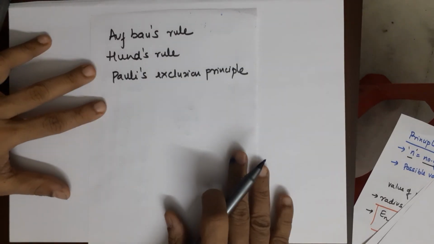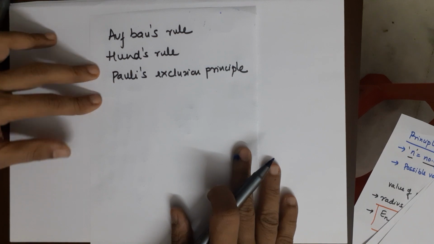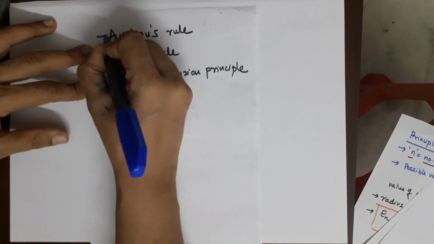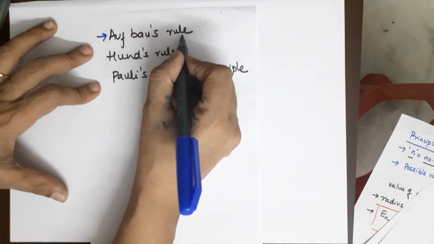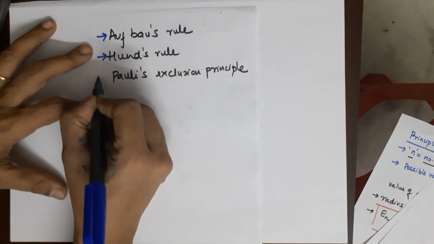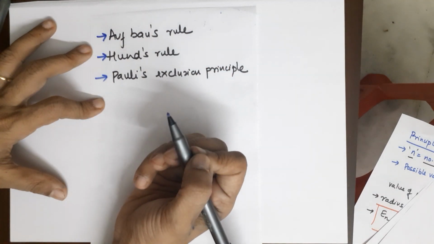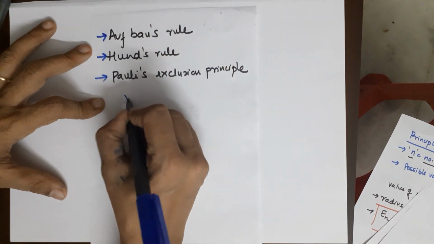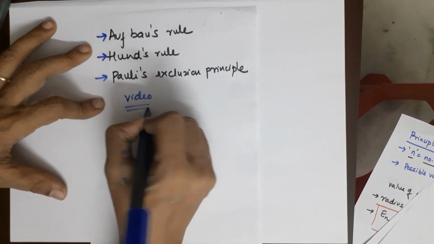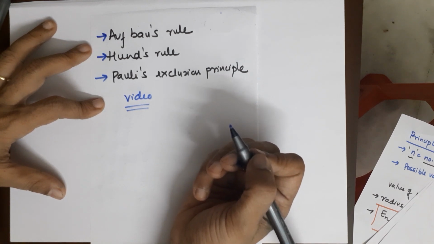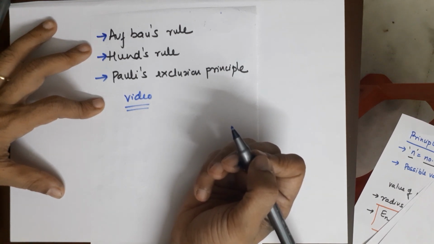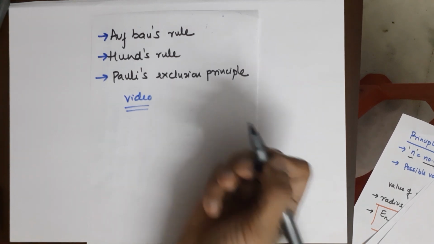Now to write the electronic configuration and to go in depth, you would require three things. There are rules to write the electronic configuration, and these rules are known as the Aufbau rule, the Hund's rule, and the Pauli's exclusion principle. For all these, you already have videos on my channel. You can refer to them and then be an expert at writing the electronic configuration and the quantum model of class 11th.